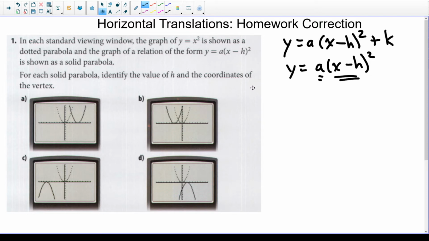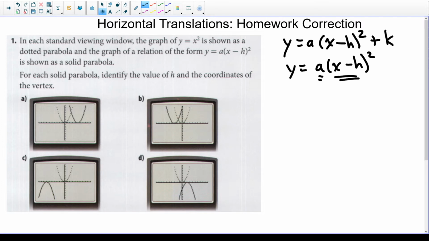So question number 1, they show you pictures of transformations of parabolas, and they ask you for each solid parabola, identify the value of h and the coordinates of the vertex. So the dotted line parabola here is the original parabola, and the solid line one is the one that's moved. Okay, so we need to find the value of h and the coordinates of the vertex.